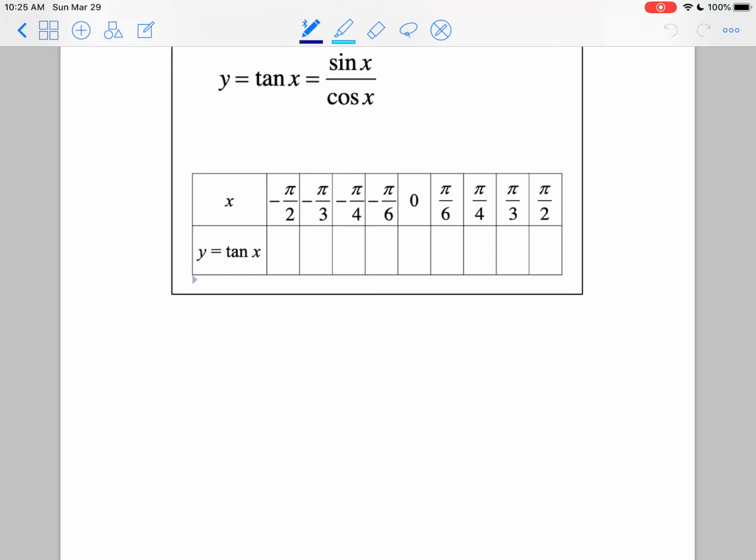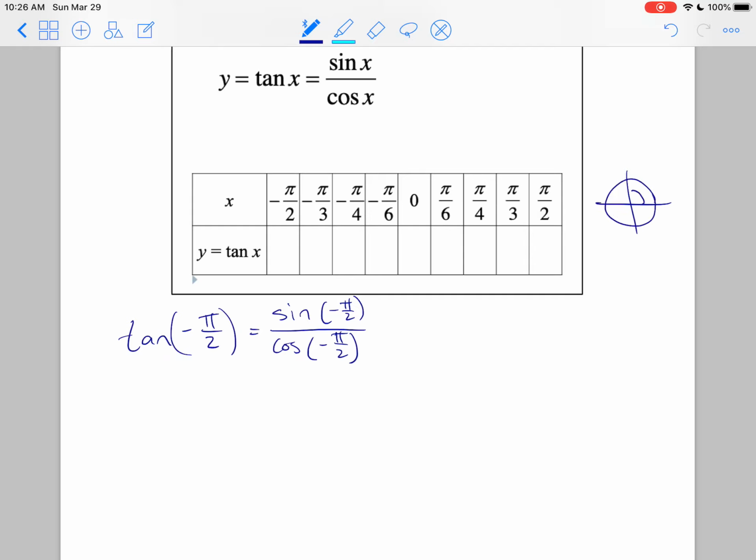So I have this table of values here, and we're just going to start with tangent of negative pi over 2. Now that's the same thing as thinking of sine of negative pi over 2 over cosine of negative pi over 2. Now, we haven't really talked a lot about negative angles. What a negative angle means when we're talking about the unit circle is normally we go this way around the unit circle, and those are positive angles. A negative angle just means I'm going in this direction. So negative pi over 2 is actually right here.